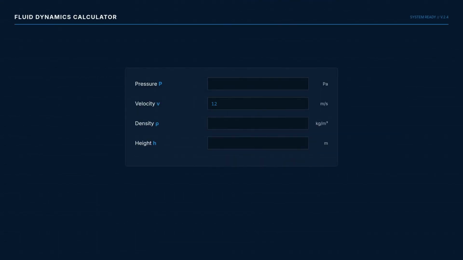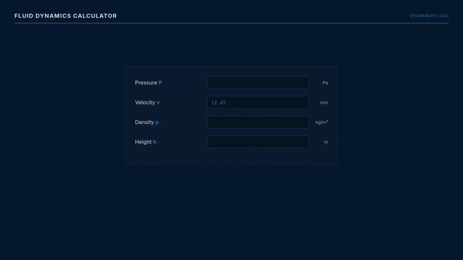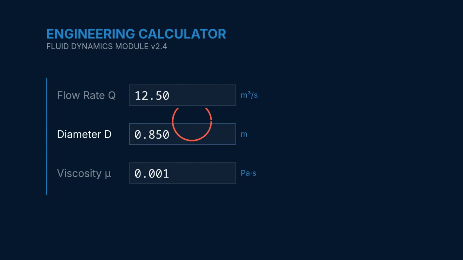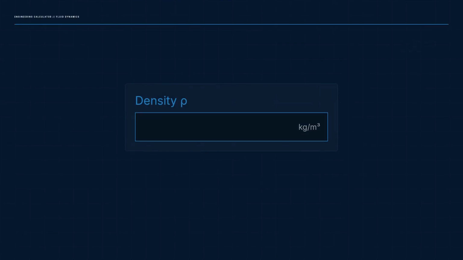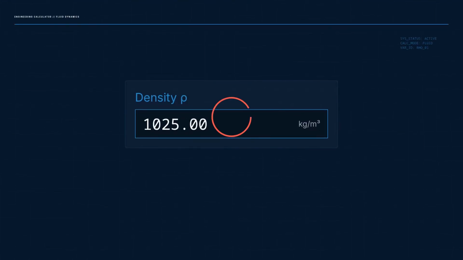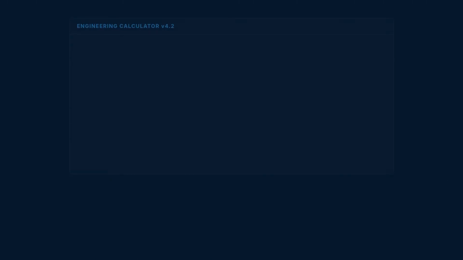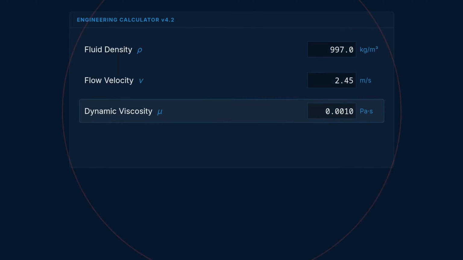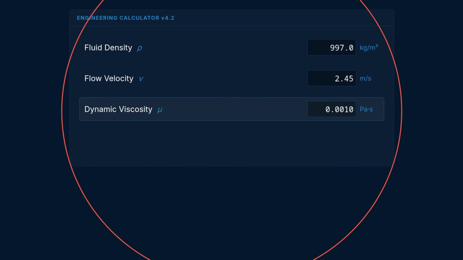First, we have velocity v, where you enter the fluid velocity. Next is diameter d for the pipe or characteristic length. Then we need density r, represented by the Greek letter rho, for the fluid density. Finally, dynamic viscosity m, using the Greek letter mu for the fluid's resistance to flow.